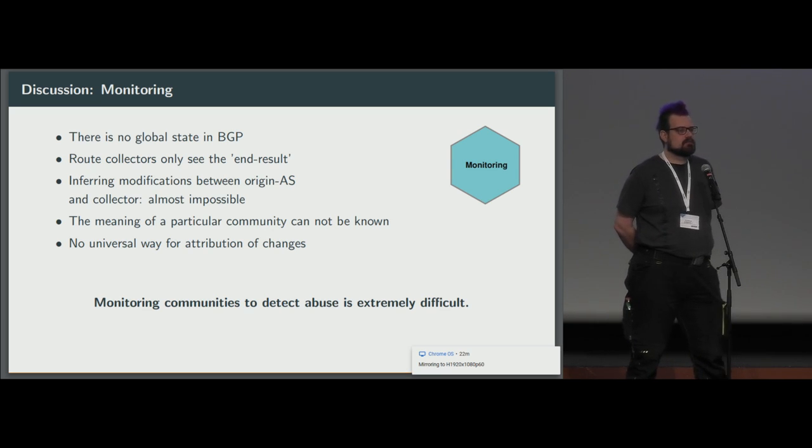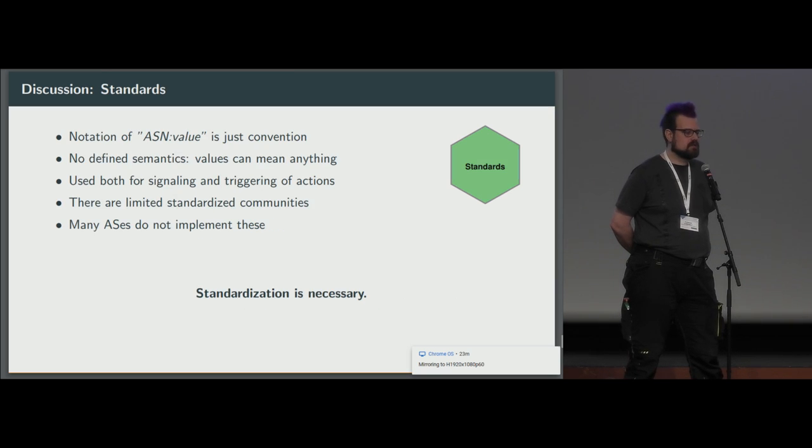Monitoring is another field full of misunderstandings. We know there is no global state in BGP. It's a highly distributed system. And even if we look at all of the route collectors that are available, we will only see the end result recorded at these collectors. We do not know what has happened on the path between peers. Even if you are able to look into looking glasses manually, it's very hard to spot differences. So inferring modifications between the origin, or the AS setting communities, and the collector is almost impossible. And even if you would be able to record all of these changes, you still have the problem that you do not know what these community values actually mean. And there is no universal way for attribution of changes or recording who actually changed anything. So monitoring community values to detect abuse is extremely difficult in this field.